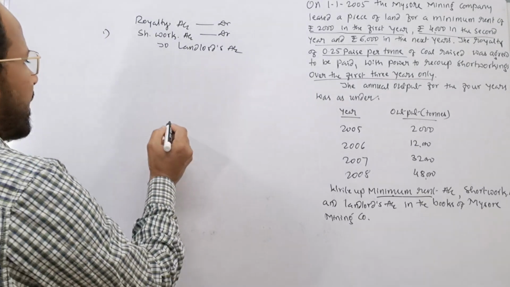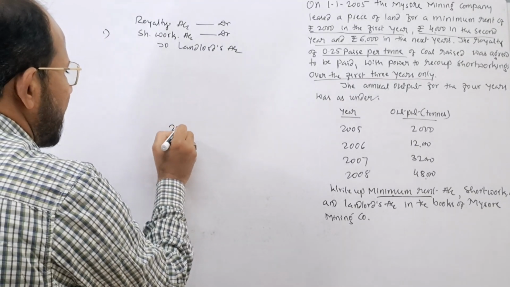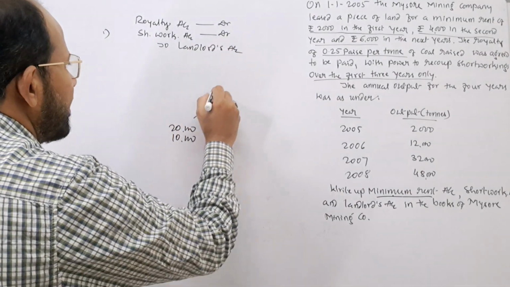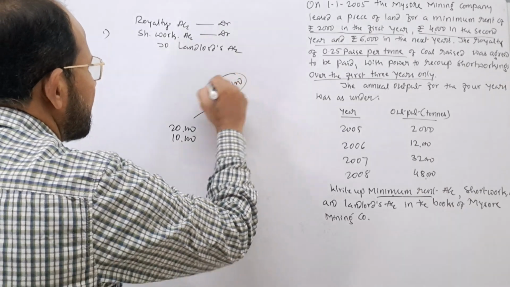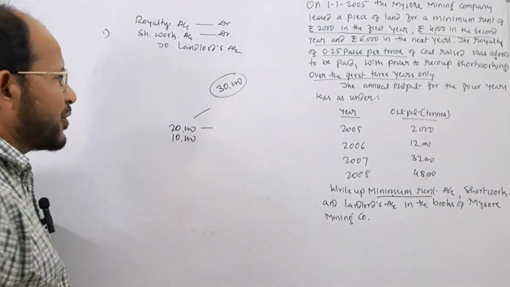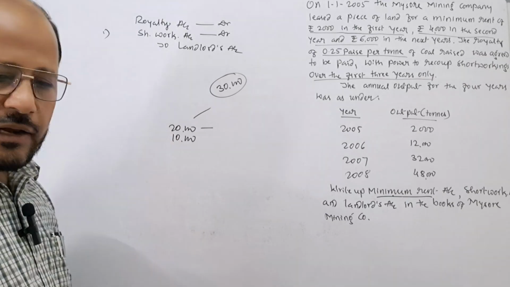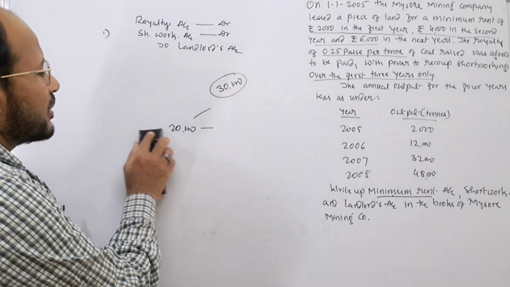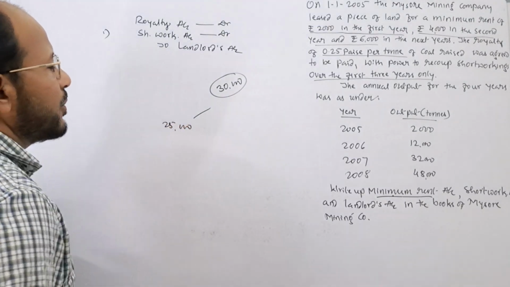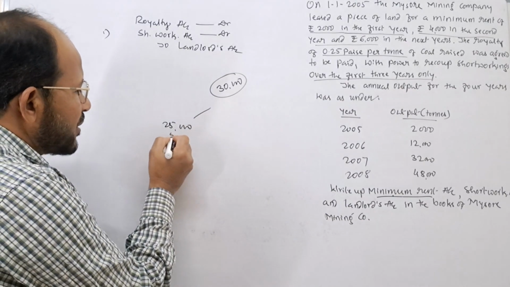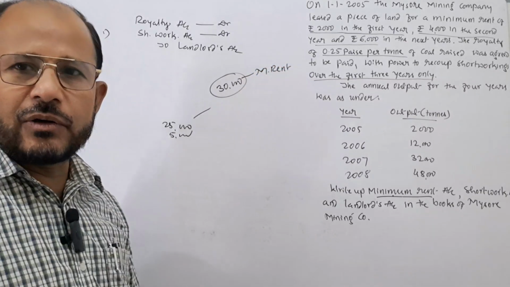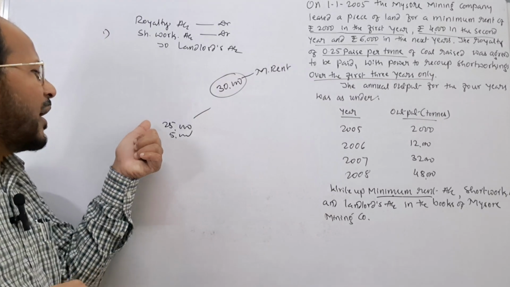Take for example, here the actual royalty is rupees 20,000, short working is rupees 10,000 and the minimum rent fixed is rupees 30,000. What is the meaning of this? If the actual royalty is rupees 20,000, then short workings come to rupees how much? 10,000. If the actual royalty is rupees 25,000, what is the short working? Rupees 5,000, because the minimum rent fixed by the parties is rupees how much? 30,000. If minimum rent is 30,000, then we have to calculate like this.